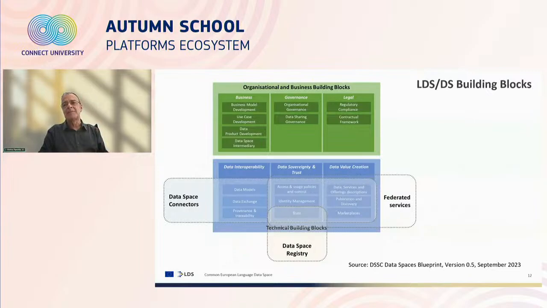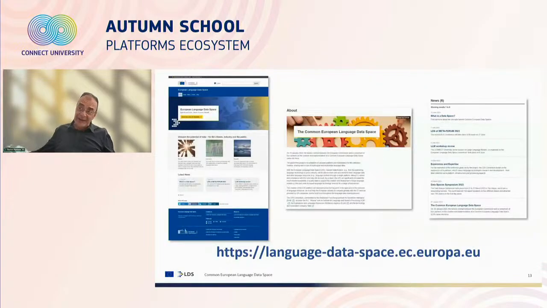I spent quite some time talking about data space connectors, and this was not accidental. You see here on this slide how many functionalities, so to say, are to be provided by the data spaces connectors. So all this is currently under preparation. I have to attribute the Data Spaces Support Center for this diagram. This diagram is taken from the Data Spaces Blueprint version 0.5 as of September 2023. So you understand that things are somehow still in preparation, and they're expected to evolve.